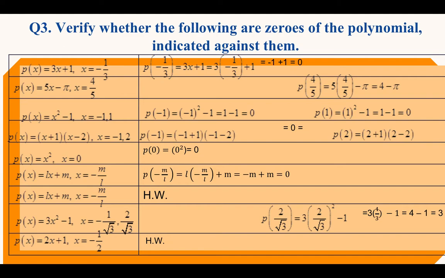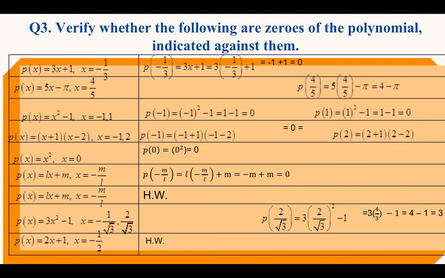Now the third question. P of x is equal to x square minus 1, where x is equal to minus 1 and plus 1. So we have to check this at both the values. So again I'll do the same process. I'll keep the value of x as minus 1 first, then plus 1. So let's start with minus 1.